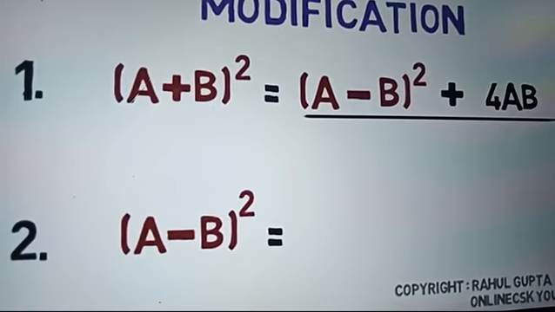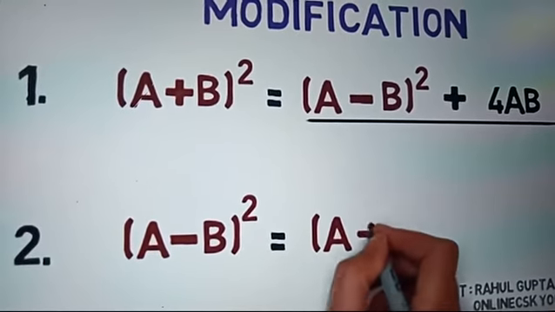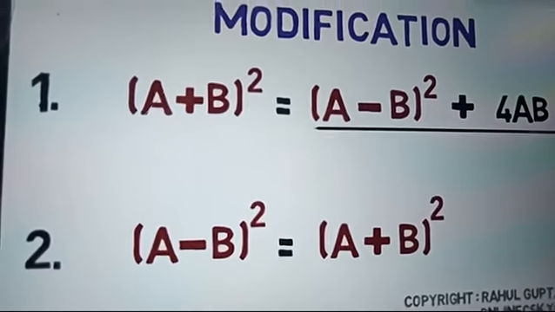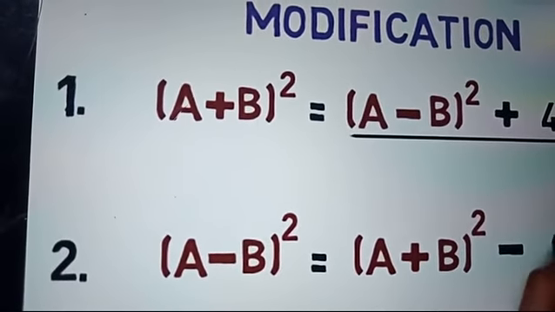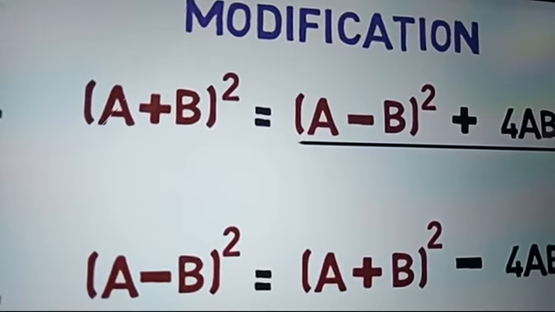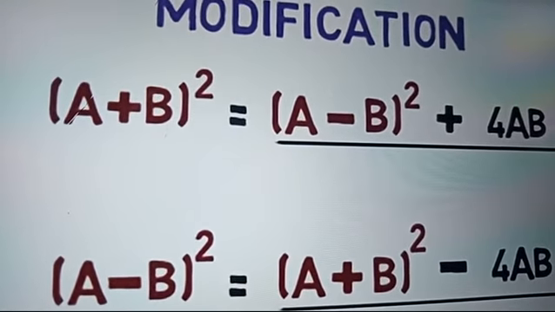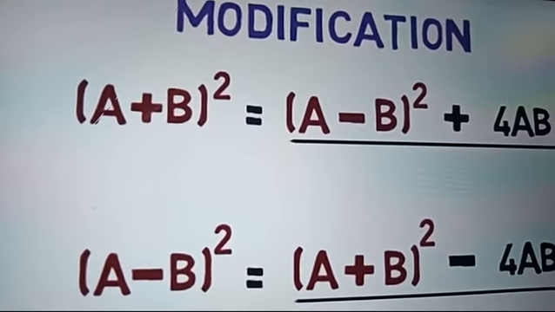Now a similar thing can be done in the second expression as well. (a − b)², if I modify this in a different manner, it would become (a + b)² − 4ab. This is what many people will call another formula, but this is exactly the same thing which we had written earlier, or you can say this is just a modification of that.